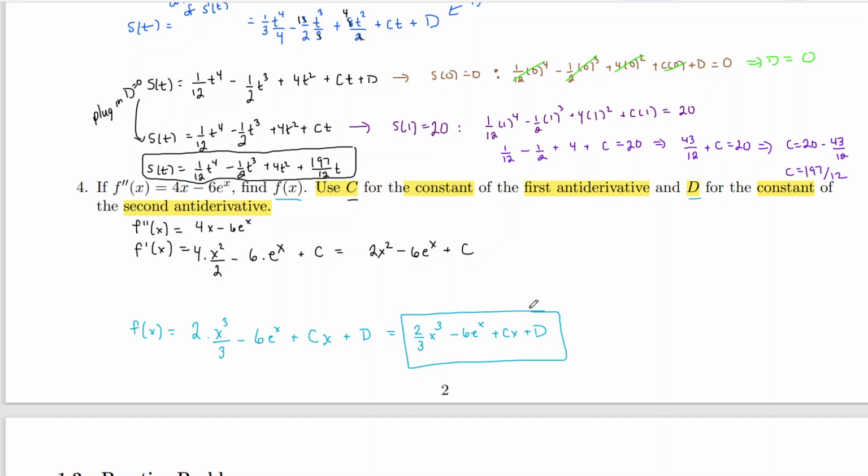All right, but that would be our general second antiderivative, or the general f of x, when the second derivative is 4x minus 6e to the x. Now, anytime you want to go ahead and check your answer, you can do the second derivative for this one and see that you get back here. But that's really the only way you can check.